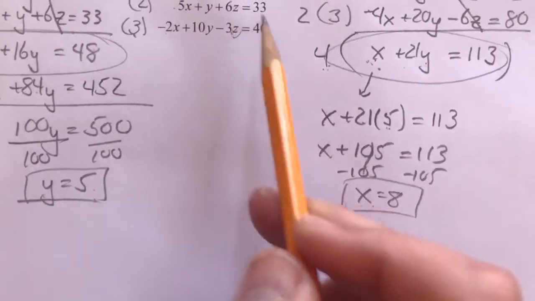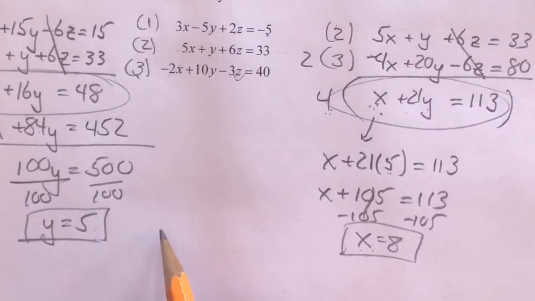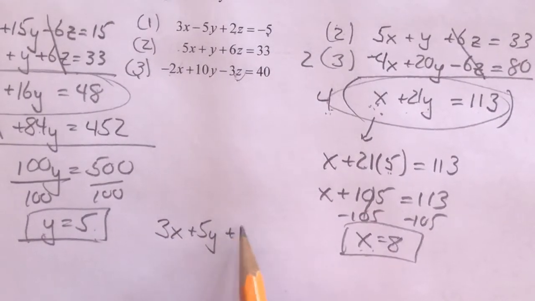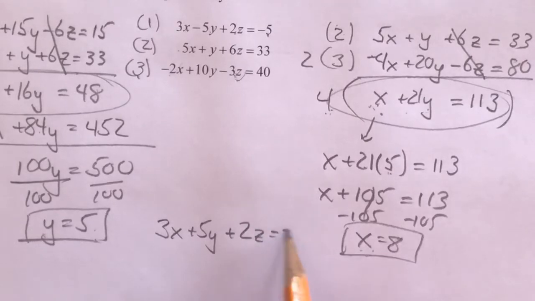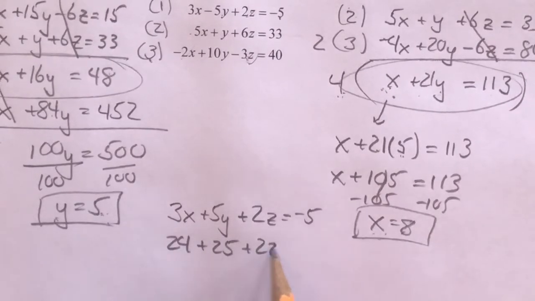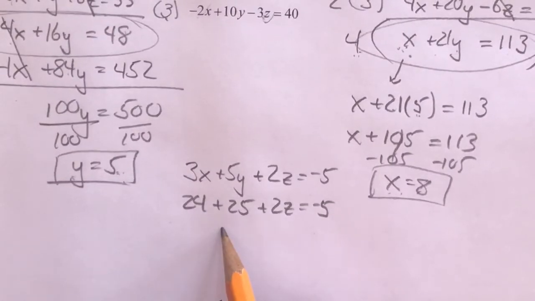I'm looking for z. Pick any one of the ones in the beginning. So I'll pick the first one. We got 3x plus 5y plus 2z equal to negative 5. I got x is 8, so that's going to become 24. I know y is 5, that's going to become 25. 2z equal to negative 5. So this gives me 49.